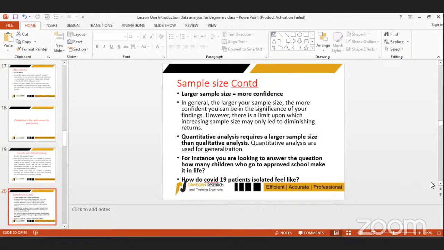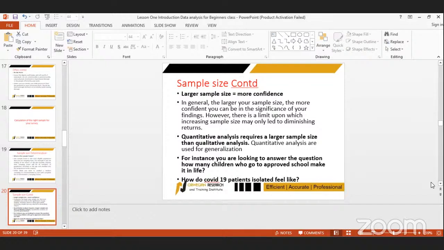Number two, quantitative analysis requires a larger sample size than qualitative analysis. Quantitative analysis is often used for generalization, but qualitative analysis results are not generalizable.